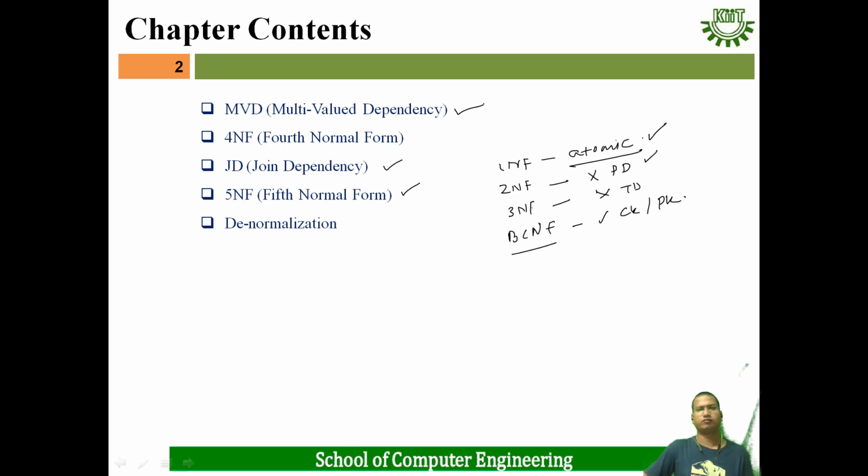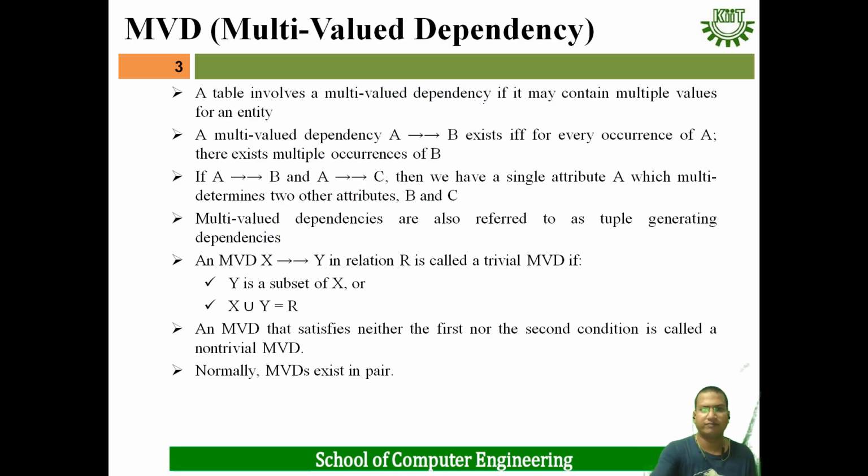Now we discuss 4NF. These are the two advanced normal forms: one is 4NF and another one is 5NF. 4NF is based on multi-value dependency. That's why first we will see what is a multi-value dependency.